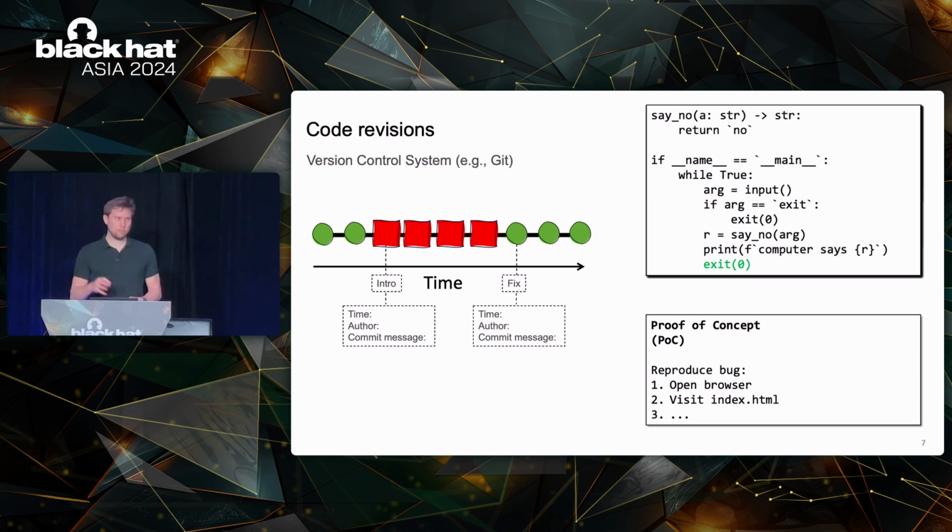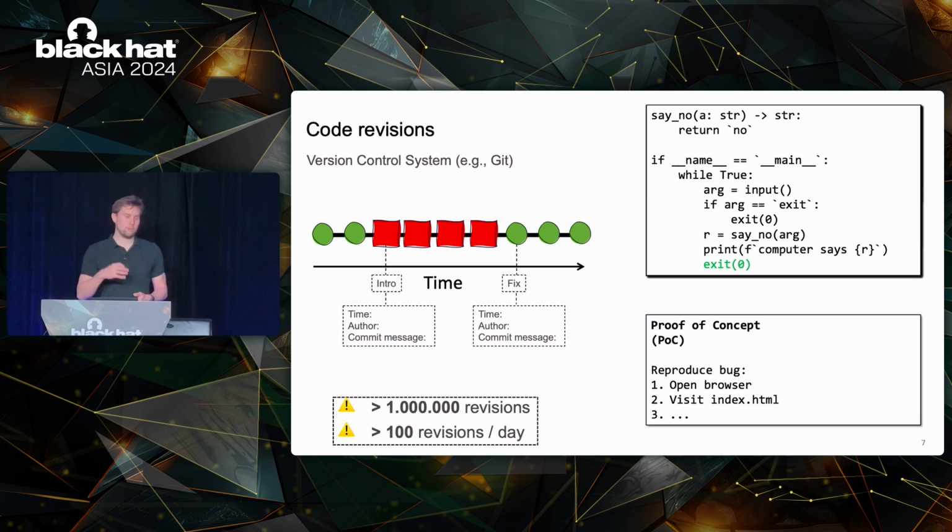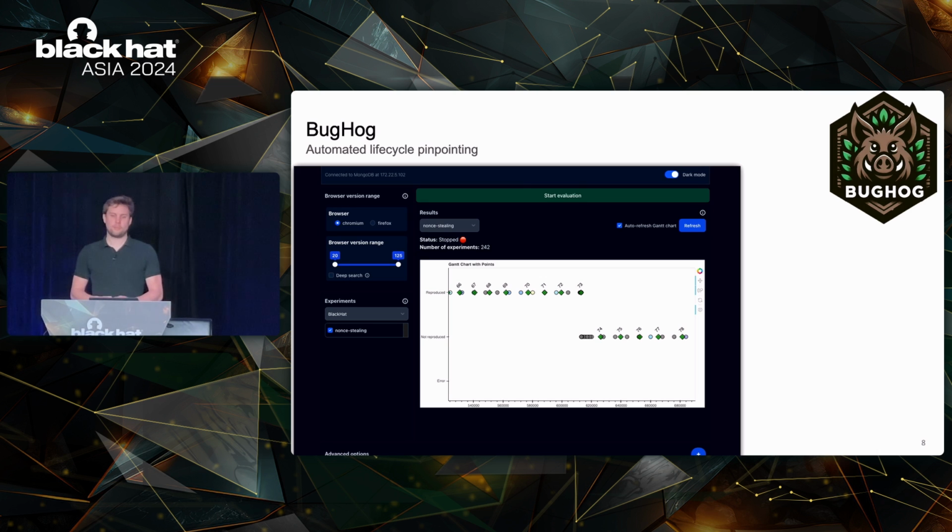And this, as a result, gives us the code changes that actually introduced or fixed a bug and the associated metadata. Now, this is very nice, but these browser code bases, these are huge. They consist of more than 1 million code revisions, and still each day more than 100 are applied. So doing this manually is not very feasible. And for this reason, we developed Bughawk, which will automate the lifecycle analysis of these browser bugs. So essentially, you give Bughawk a proof of concept of the bug you want to analyze, and then it will find the introducing and fixing revisions.